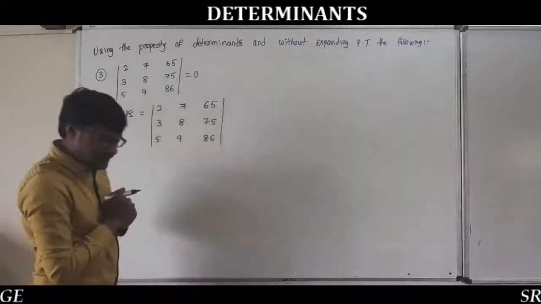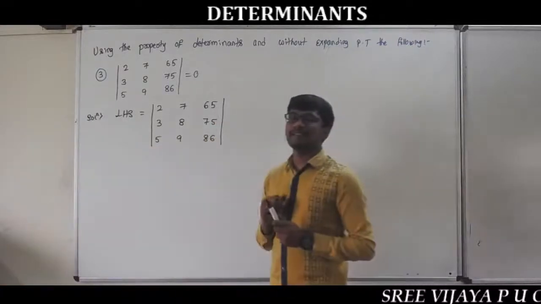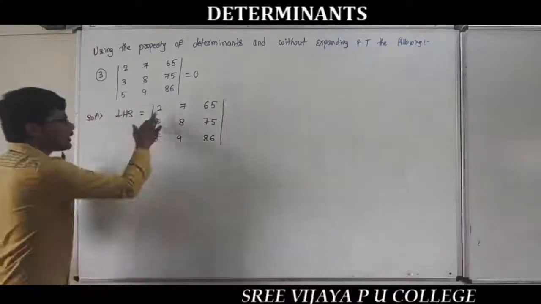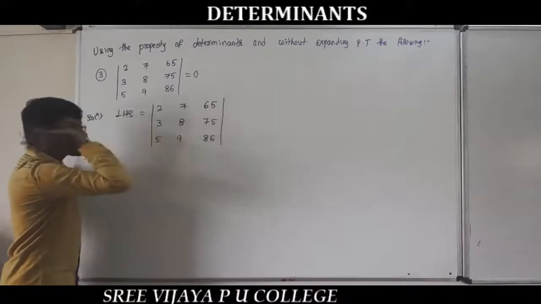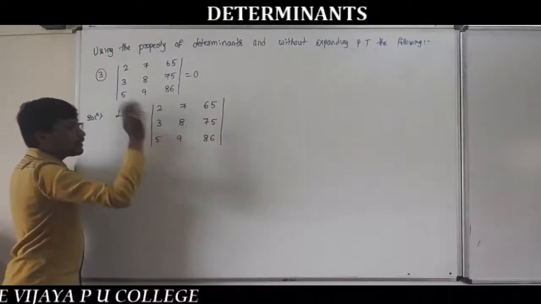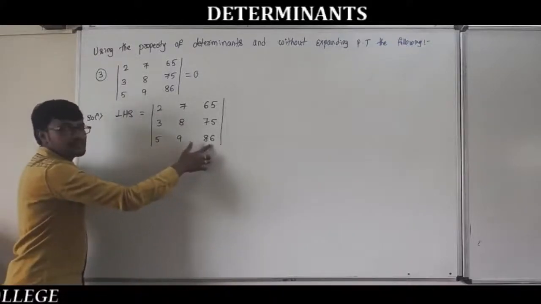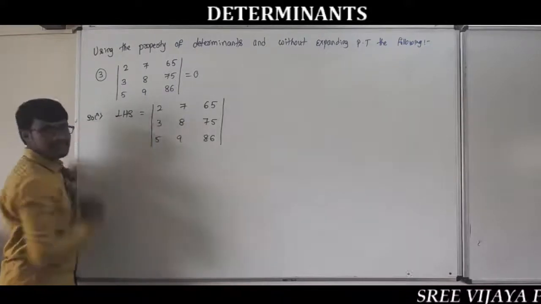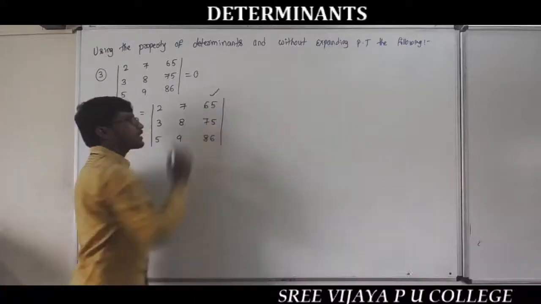A row or a column can be expressed as a sum of 2 elements. See, can these be represented in 65? It's not possible. 3 in 75, mostly 3 goes into 65 but 2 will not go, so we will not take it like that. 5 is not divisible with 6, 8, 9, or 7. So what I can do is, this is the column, I can split this.